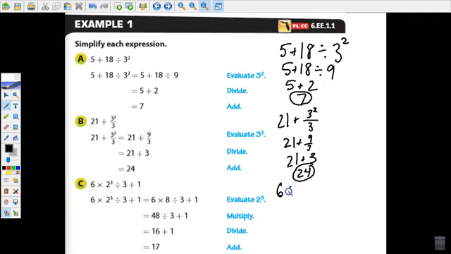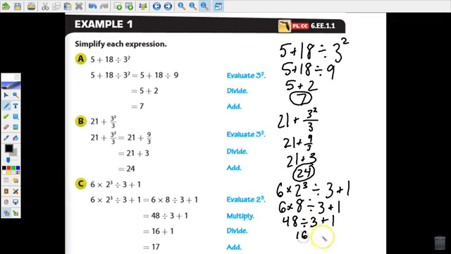6 times 2 cubed divided by 3 plus 1. Okay, no parentheses, exponents. Yes, I have an exponent. 6 times 2 cubed. 2 times 2 is 4, times 2 is 8. Divided by 3 plus 1. Multiplication or division? Yes, multiplication comes first from left to right. So 6 times 8 is 48. Then I write out the rest of my expression. I have division. 48 divided by 3 is 16 plus 1. 16 plus 1 is 17. Circle my answer.